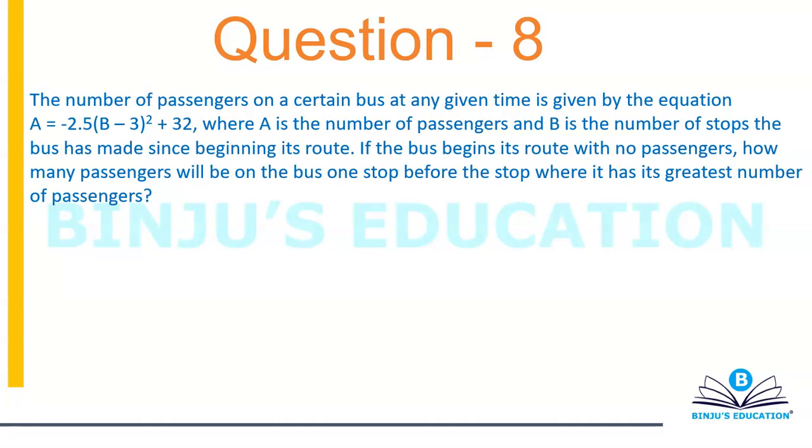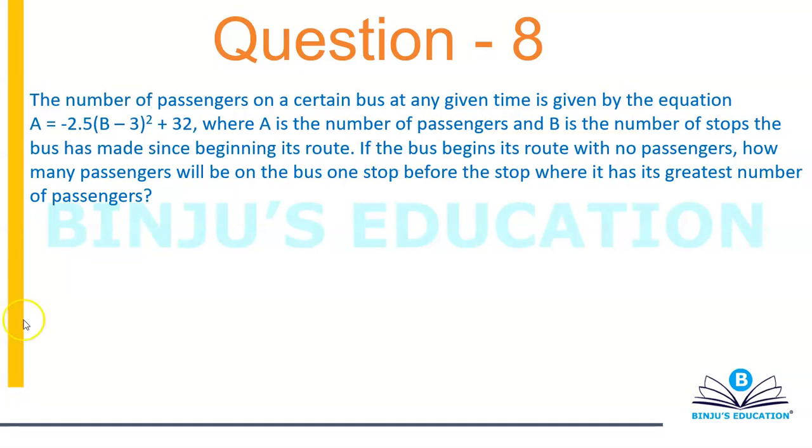So the question reads, the number of passengers on a certain bus at any given time is given by the equation A is equal to minus 2.5 (B minus 3) square plus 32, where A is the number of passengers and B is the number of stops the bus has made since beginning its route. If the bus begins its route with no passengers, how many passengers will be on the bus one stop before the stop where it has the greatest number of passengers? Again, a lot of information. Okay, so we're gonna go line by line, step by step.